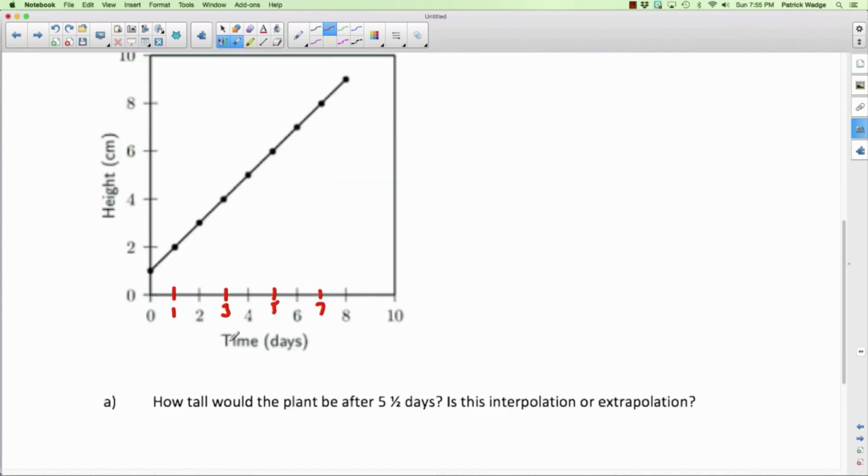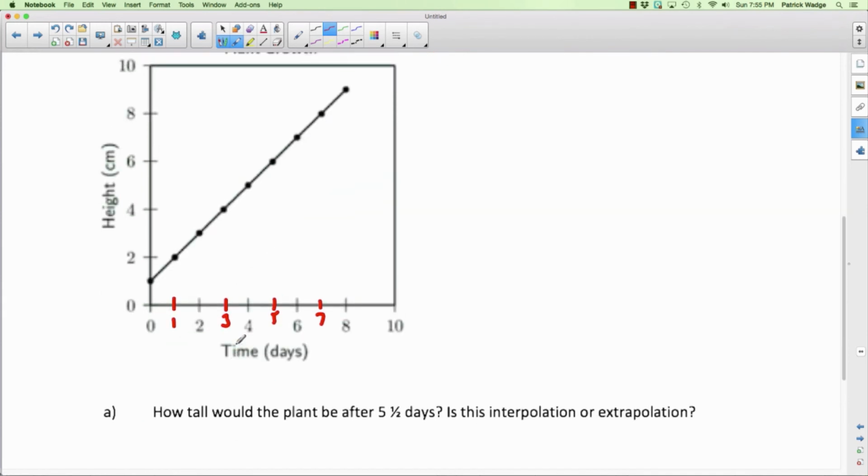All right, so the first question: how tall would the plant be after 5.5 days? First question I have for you is, is that interpolation or extrapolation? Well, 5.5 days is right here. That's within the points we know. We know from 0 to 8. So anything within 0 and 8 is interpolation.